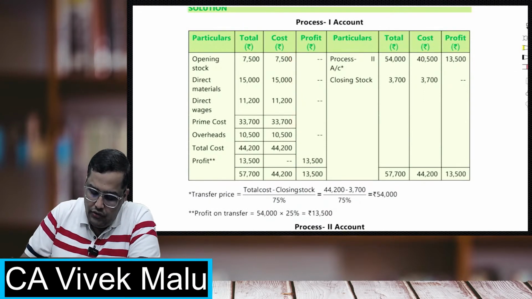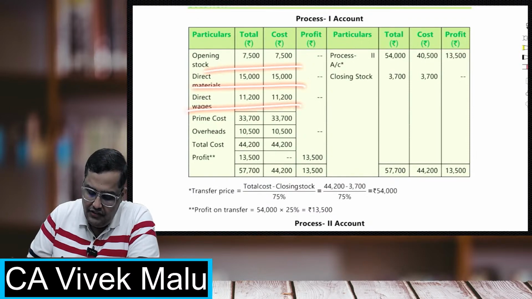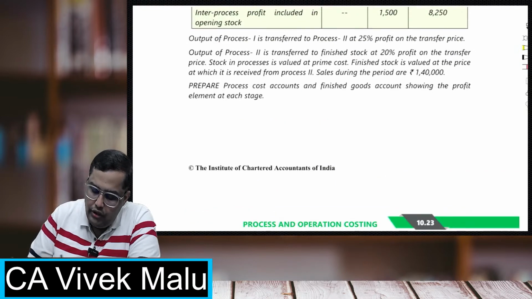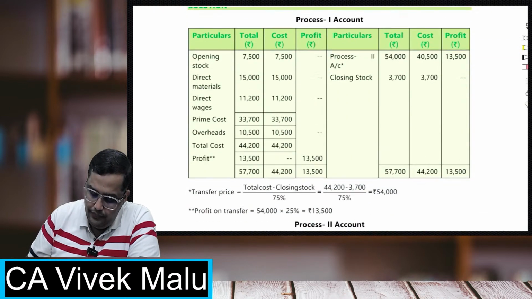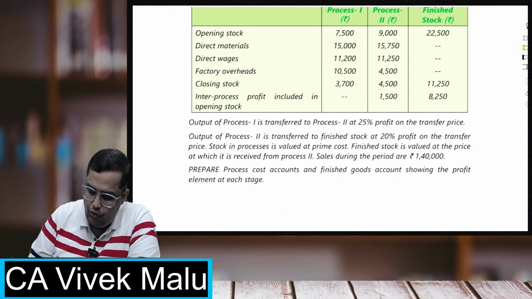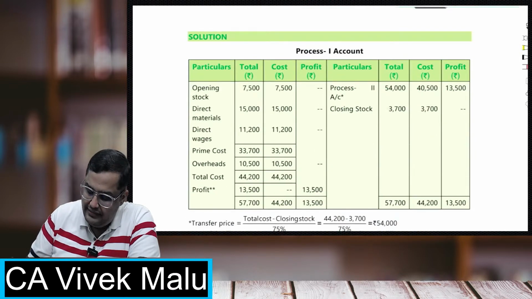Sir, why are we totaling prime cost over here? See this. Opening stock is there, material is there, wages is there. We have got prime cost. Why are we totaling the prime cost? Because they have given that stocks and processes are valued at the prime cost. So we have to measure the prime cost. That is why. I'll add the overheads, which are straight away given in the question. Closing stock is obviously written on the credit side.